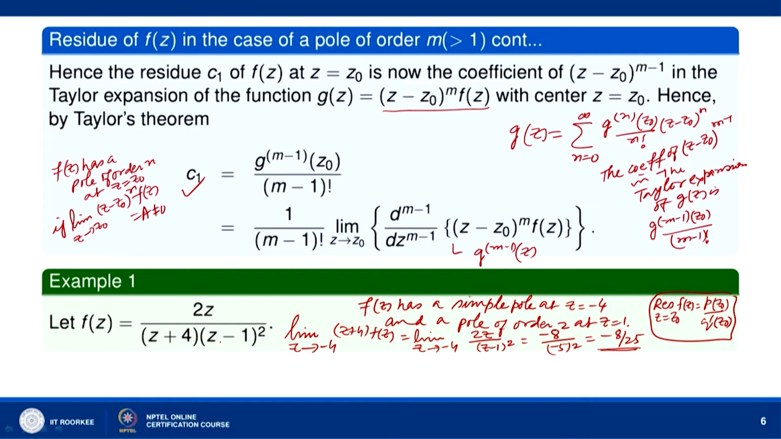Now, let us find the residue at the double pole at z equal to 1 for this function. We have f(z) equal to 2z upon (z plus 4) into (z minus 1) whole square. So, we are finding the residue of f(z) at z equal to 1. It has a pole of order 2.